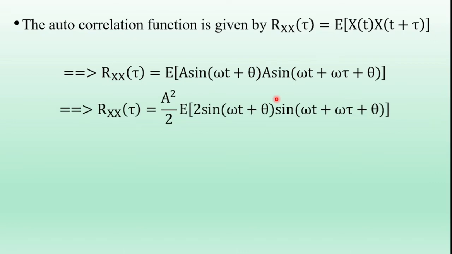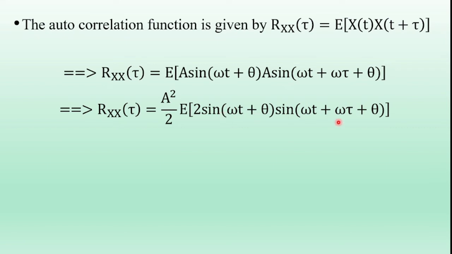Rxx of tau is equal to A square, which is constant, written before the expectation. Now we have the form 2 sin A sin B, so in the numerator the 2 is missing. Multiplying numerator and denominator by 2, we have A square by 2 into the expectation of 2 sin of omega t plus theta sin of omega t plus omega tau plus theta.